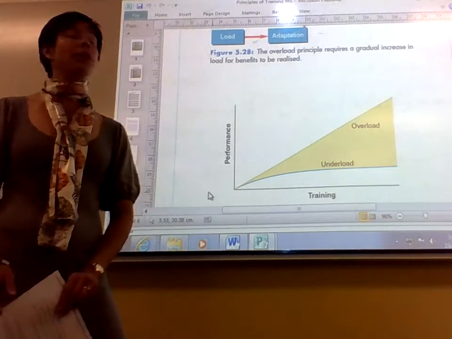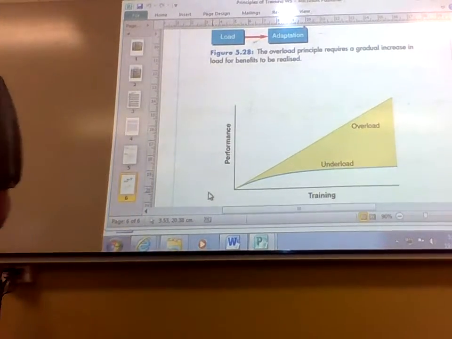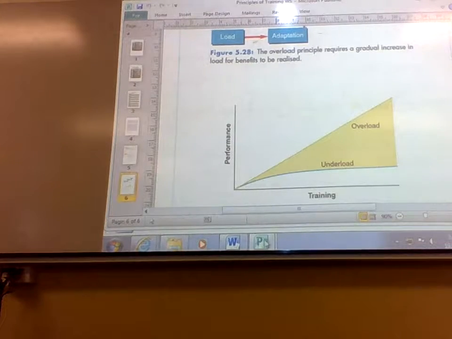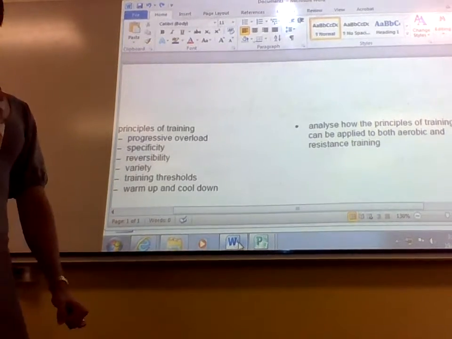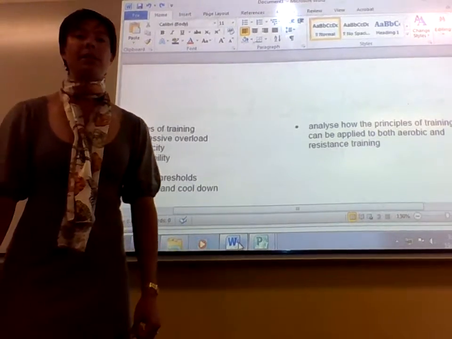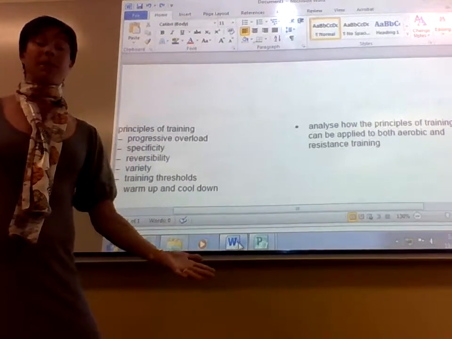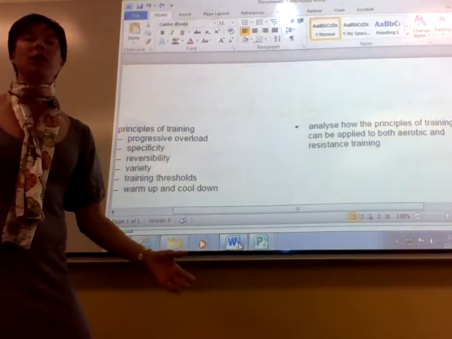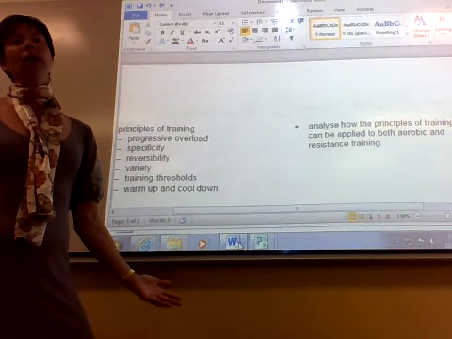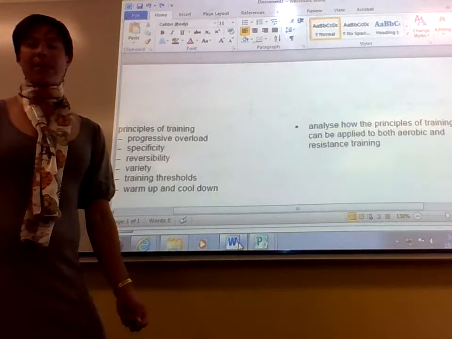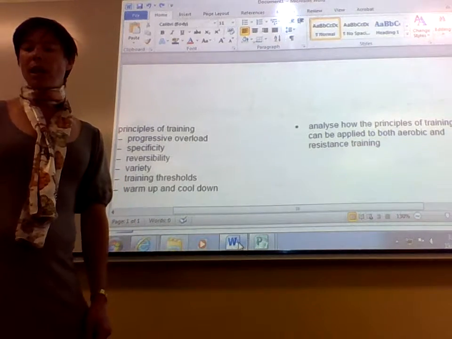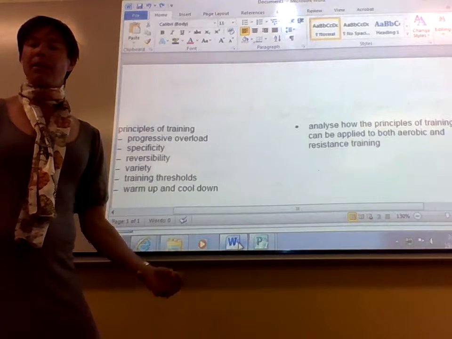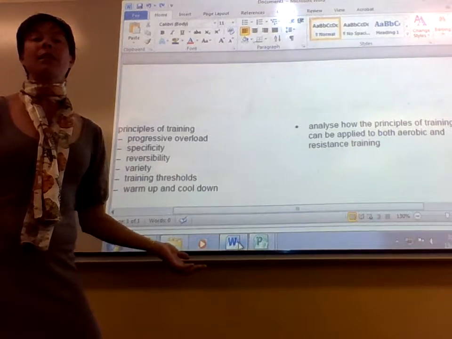So the next dot point that we're going to look at is our specificity dot point, and I'll just go back to our syllabus. So specificity, when we're talking about specificity, we're talking about something that is specific, or similar to the activity. So for training, we need to ensure that we're specifically training the correct energy systems, the correct movements for the movement patterns of the sport, and obviously the muscles.